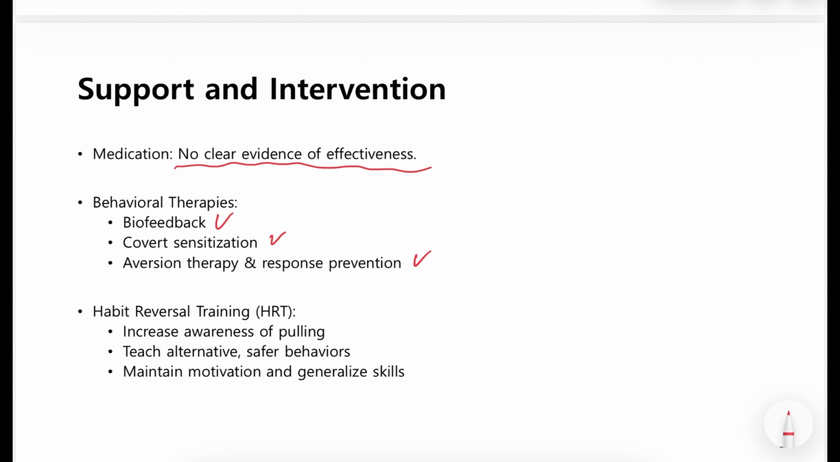One of the most effective approaches is habit reversal training, or HRT. This involves three main steps. First, helping patients increase awareness of when and why they are pulling. Second, teaching alternative and safer behaviors to replace hair pulling. And third, ensuring patients maintain motivation and generalize these skills across different situations.